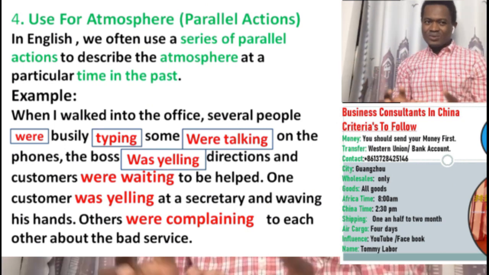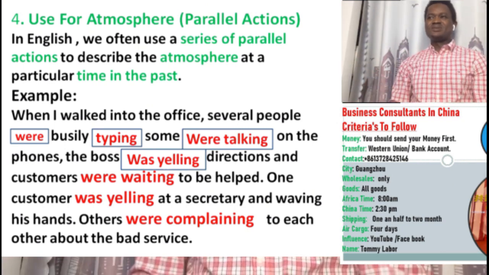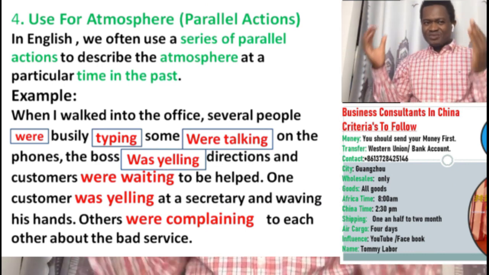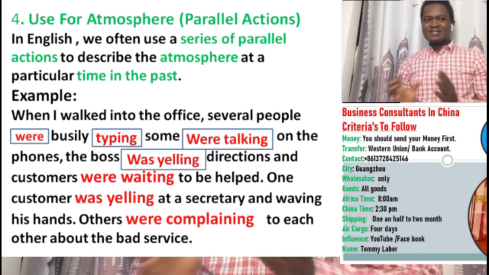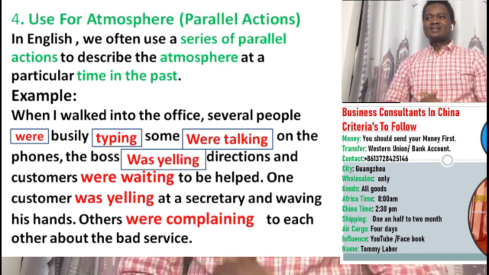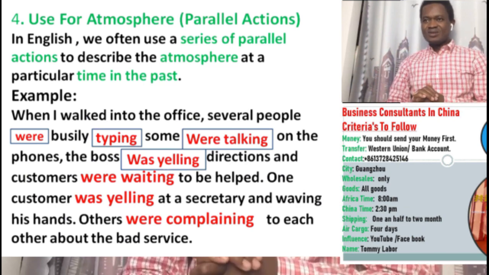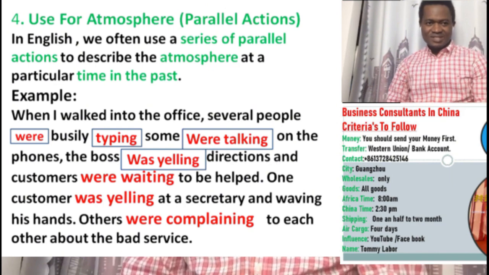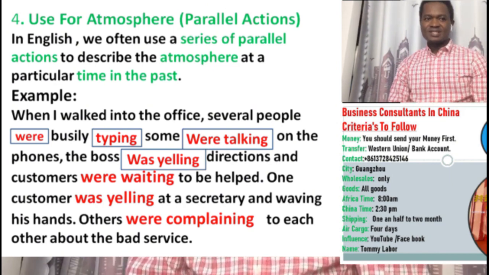So there is a whole statement given using parallel actions. That's why we say it is used for atmosphere. A good statement. So, all right, guys. So this is number 4 of the uses of the past progressive. All right.